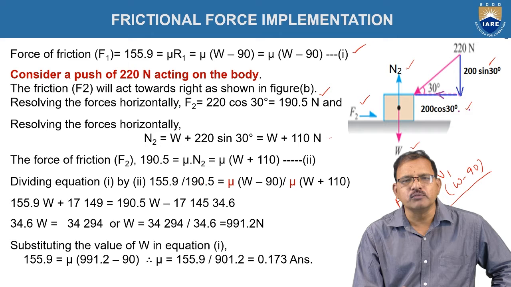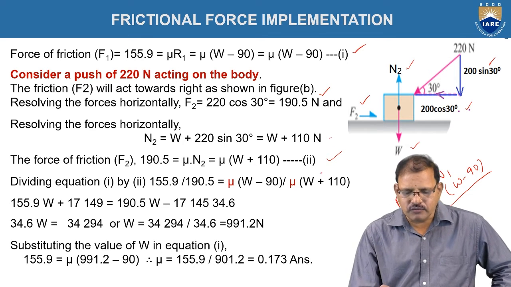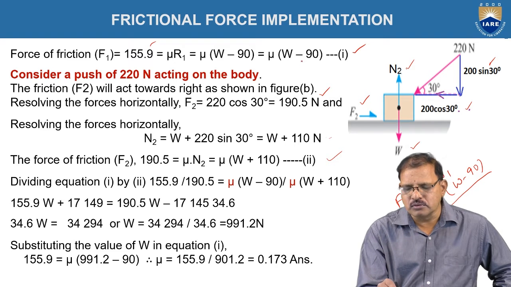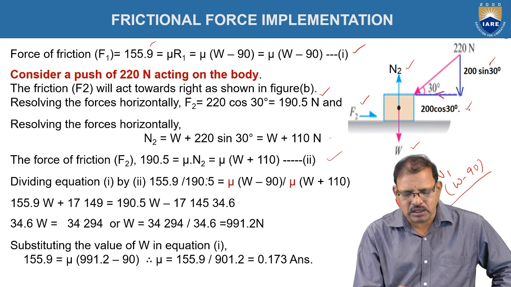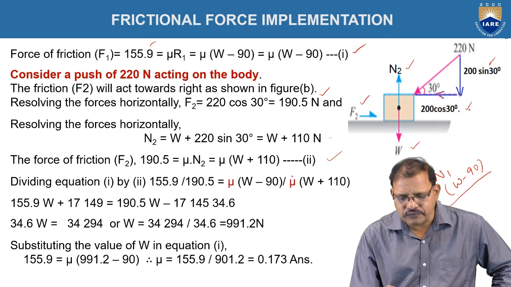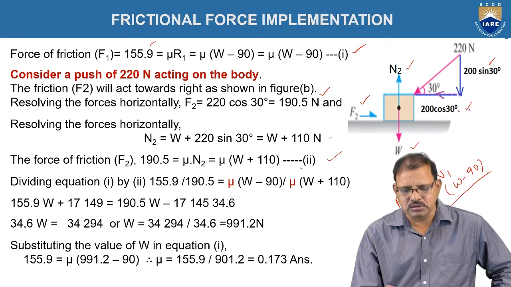Now, the frictional force is equal to mu N2. From this relation, we got mu into W plus 110, which is shown in figure 2. From equations 1 and 2, we got 155.9 equal to mu into W minus 90. In the second case, we got 190.5 equal to mu into W plus 110. Since the coefficient of friction remains constant for both the cases, we equate these two equations.